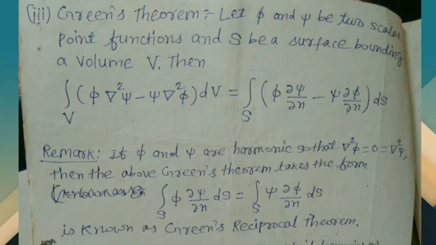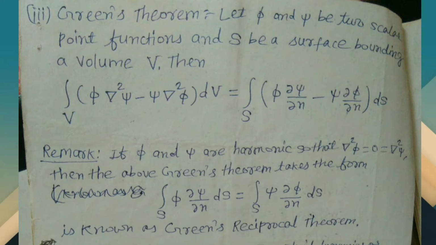Now the third one is Green's theorem. Let phi and psi be two scalar point functions and S be a surface bounding a volume V. Then we have integration over V of, in bracket, phi del square psi minus psi del square phi, dV, equal to integration over S of, in bracket, phi ∂psi/∂n minus psi ∂phi/∂n, dS. This is Green's theorem.